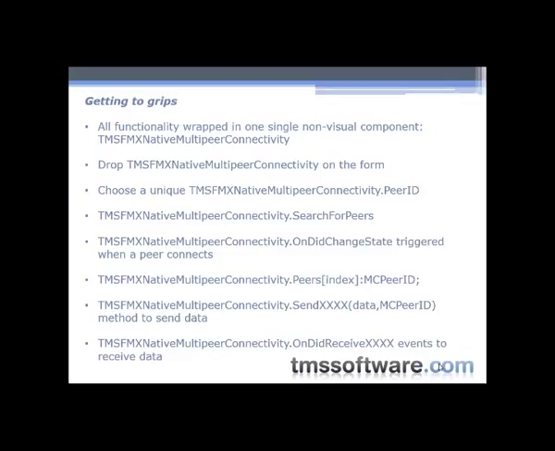Finally, when you have established a connection, it's a matter of sending and receiving data. We have provided in our component several functions to send several data types. So, as such, we have methods send string, send boolean, send integer, send object, etc. The opposite is also the case for receiving data, where we have added several events depending on the data type that is being received. So, as such, we have onDidReceiveString, onDidReceiveBoolean, onDidReceiveObject, etc.